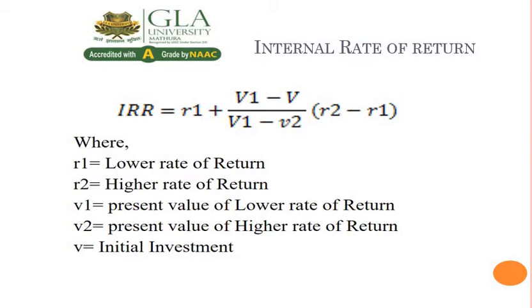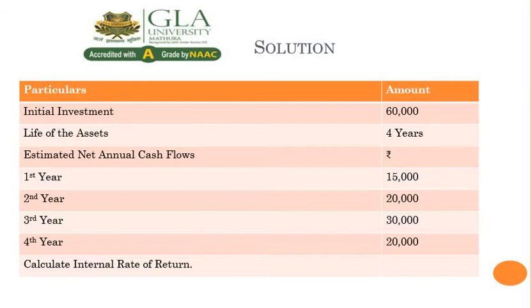Let us discuss this particular thing by a numerical. This is our numerical. Initial investment 60,000, life of the asset 4 years, estimated net annual cash flow is first year 15,000, second year 20,000, third year 30,000, fourth year 20,000. We calculate our internal rate of return.